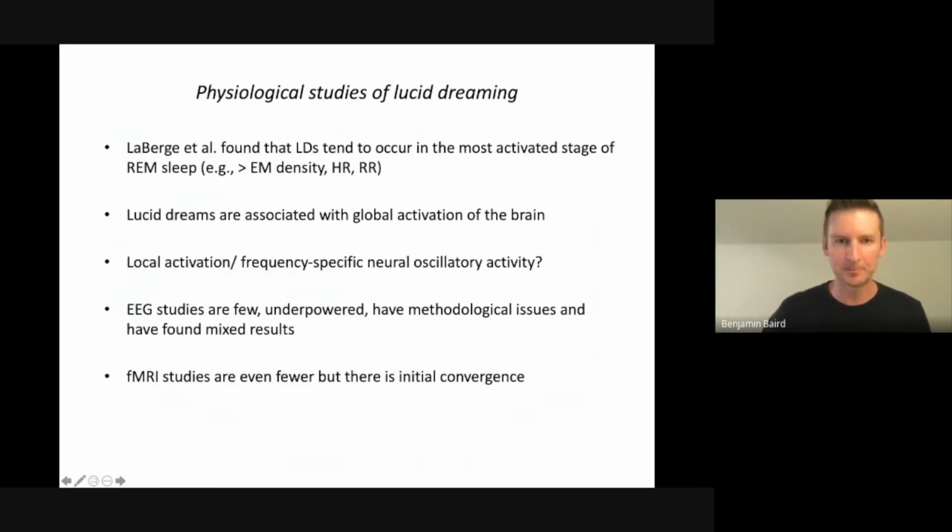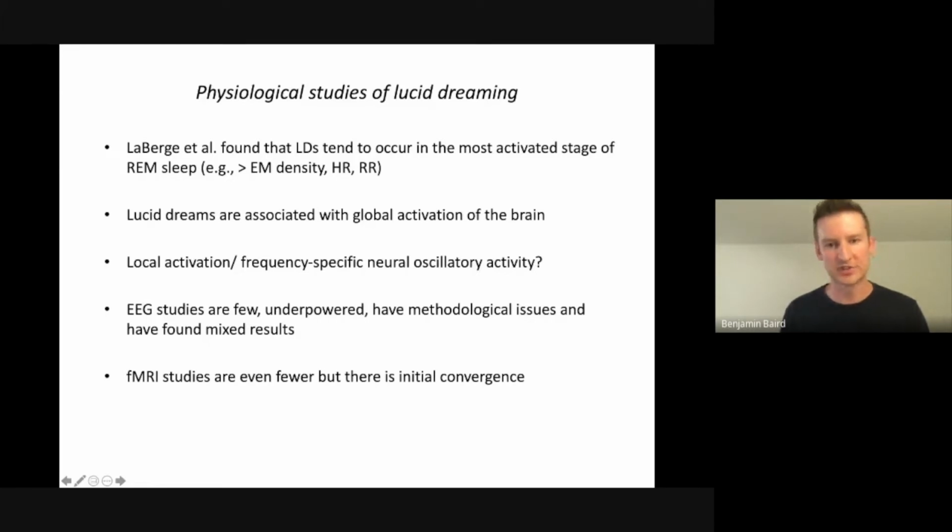And so all of this, kind of putting it all together in terms of the early research, tells us that lucid dreams tend to occur in the most activated stages of REM sleep. They occur in unequivocal sleep, and they're associated with this overall activation of the brain, these different measures of activation. But of course, this raises so many other questions. From a cognitive neuroscience perspective, we immediately want to ask, okay, that's interesting, but are there specific areas of the brain that are more active? Are there specific patterns of brain rhythms, for example, that go along with that shift to lucidity?